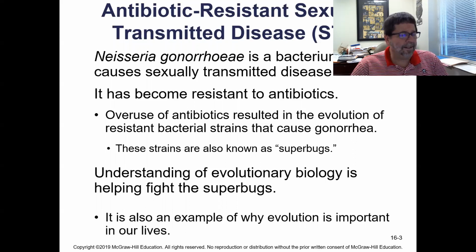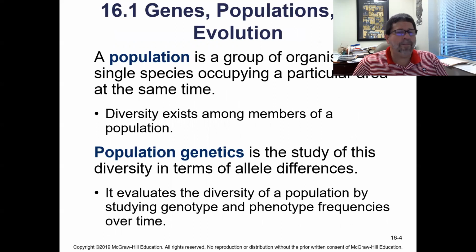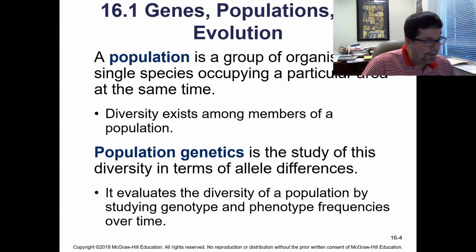And this is a good reason to kind of go into a kickoff as to looking at population genetics, which is what this chapter is about. So the population then is a group of organisms of a single species occupying a particular area at the same time. Okay, population genetics then is the study of the diversity in terms of allele frequencies.